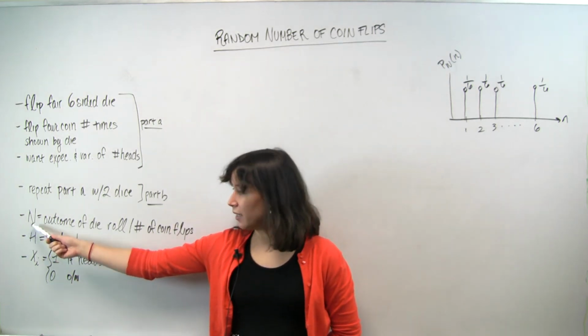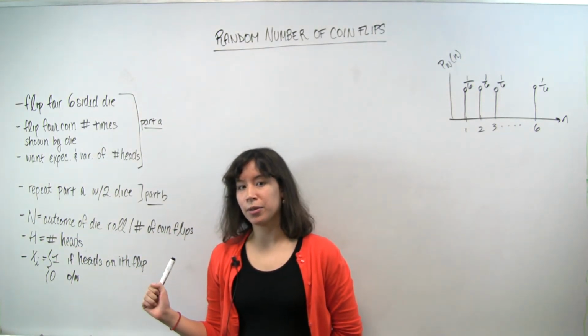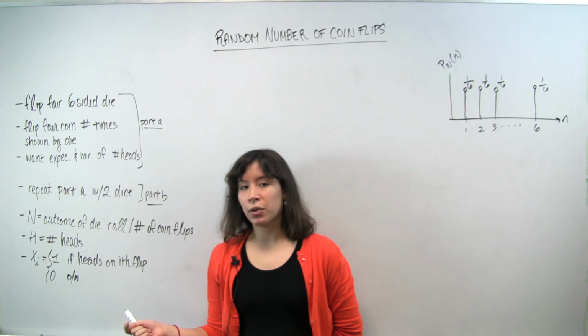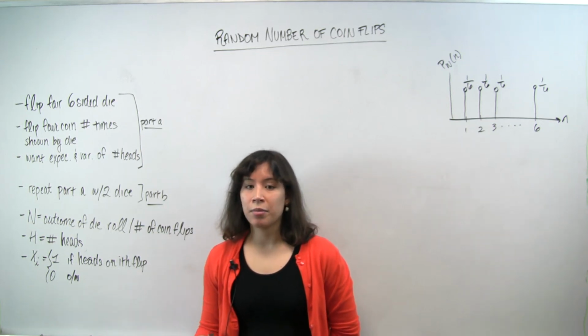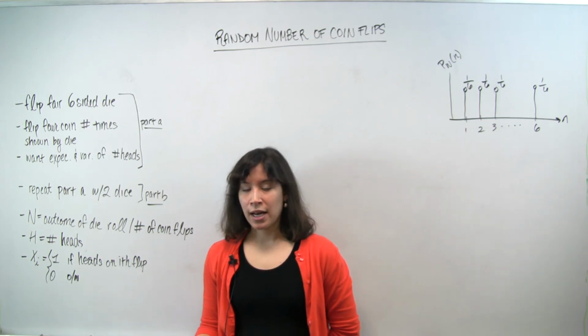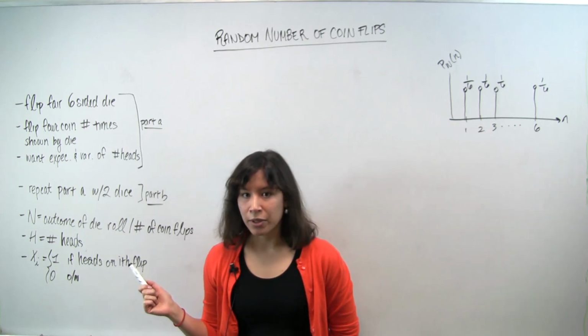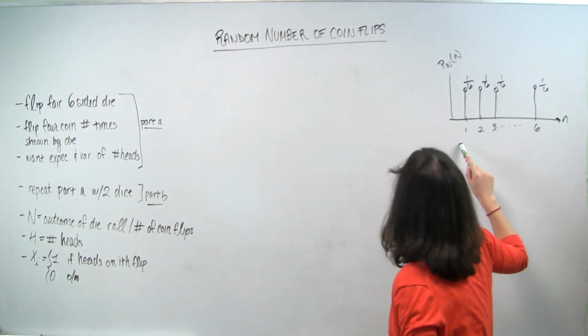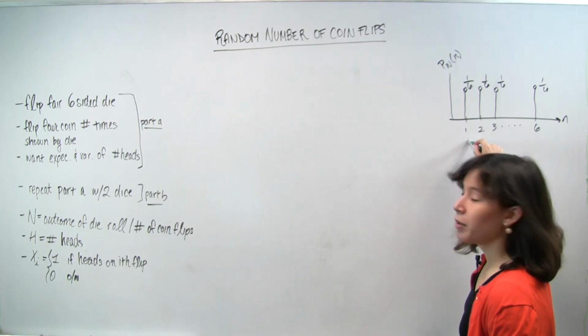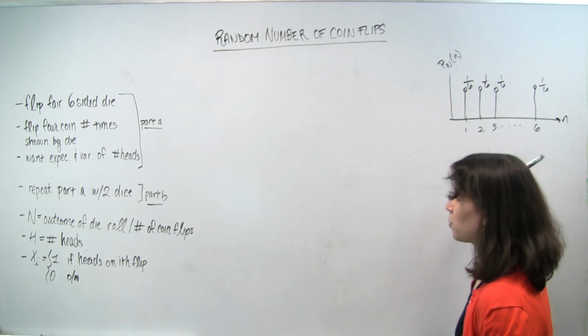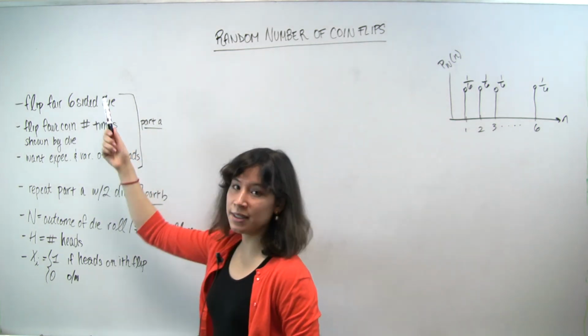I defined n to be the outcome of the die roll. Now, since we flipped the coin the number of times shown by the die roll, n is equivalently the number of flips that we perform. And n, of course, is a random variable, and I've written its PMF up here. So P_N of n is just a discrete uniform random variable between 1 and 6 because we're told that the die has 6 sides and that it's fair.